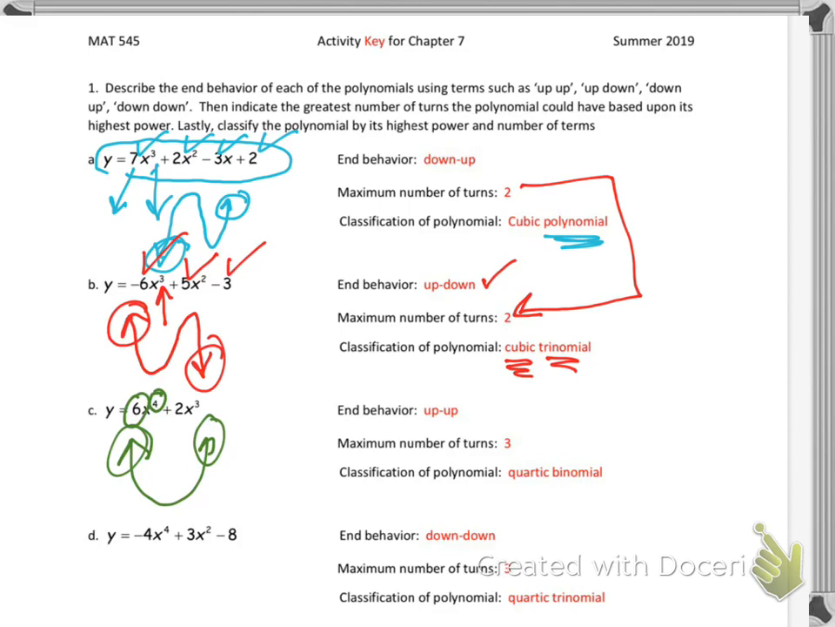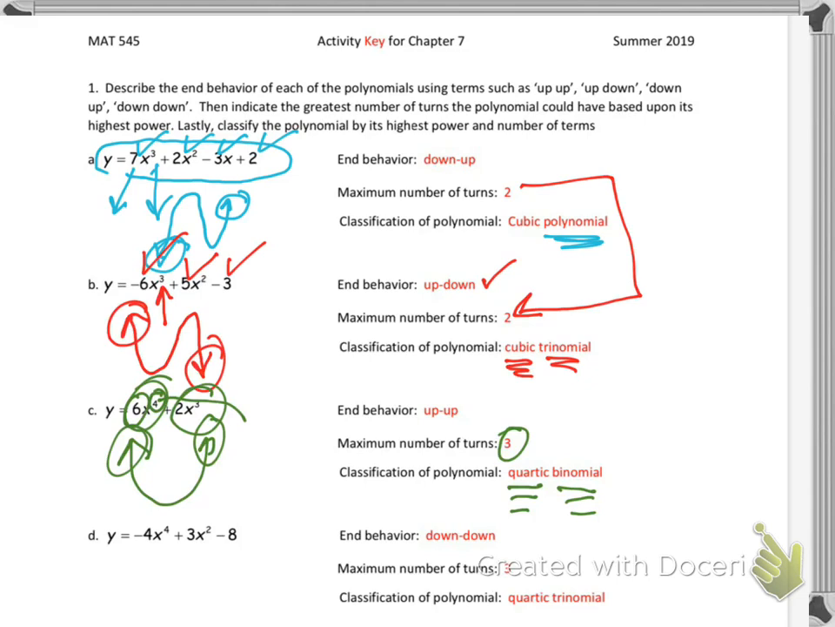Okay, moving on to the maximum number of turns. Since the power is 4, the maximum number of turns is going to be 3. And this classification, the power is 4, so it's called a quartic. Okay, you need to know all these words. And because there's only 2 terms, 1, 2, it's a binomial. So it's a quartic binomial. Okay, that brings us to the last one.